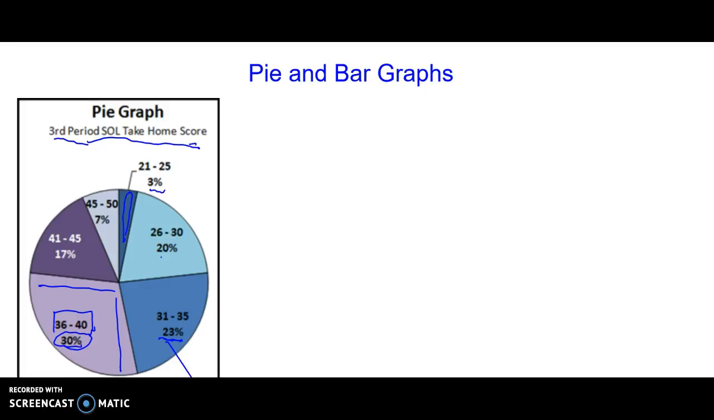So we can also make comparisons that say that only 7% of the students scored 45 to 50, which is more than the students who scored at the bottom end 21 to 25. So again, this is all relative to the whole. If we knew, for example, that 50 students were in the class, then that would allow us to make conclusions of how many students were in each range.